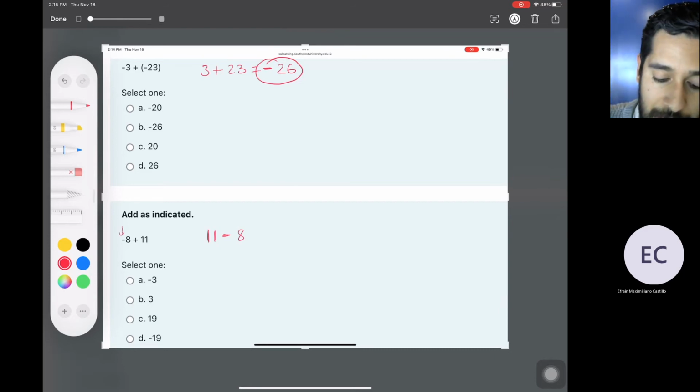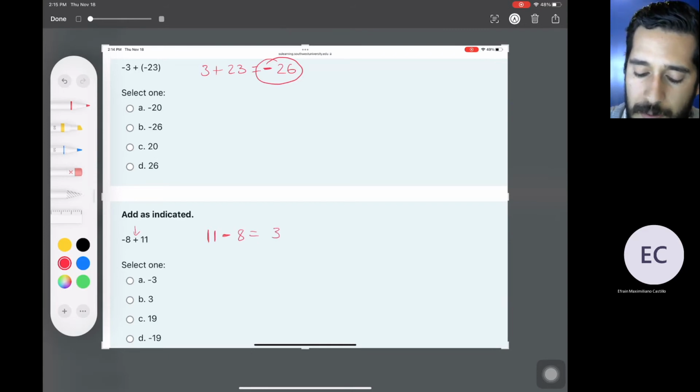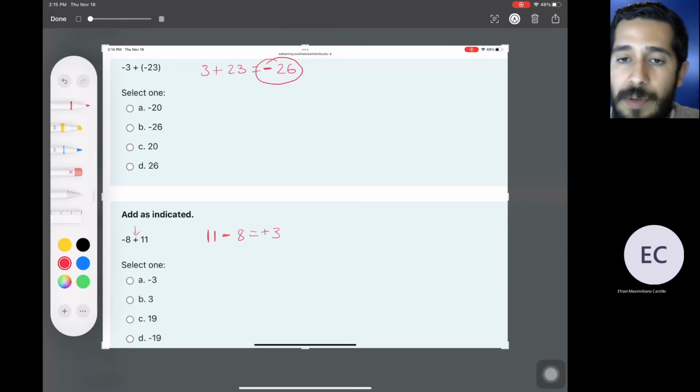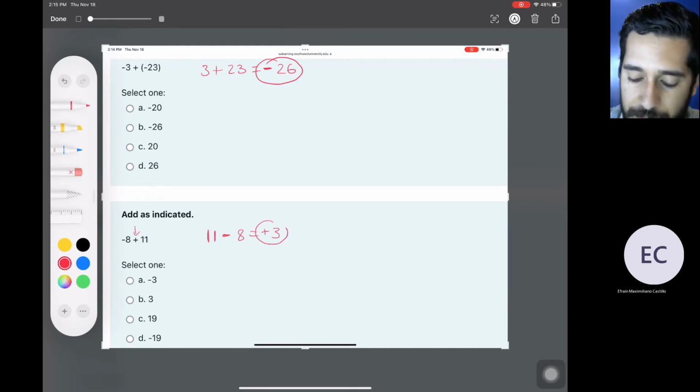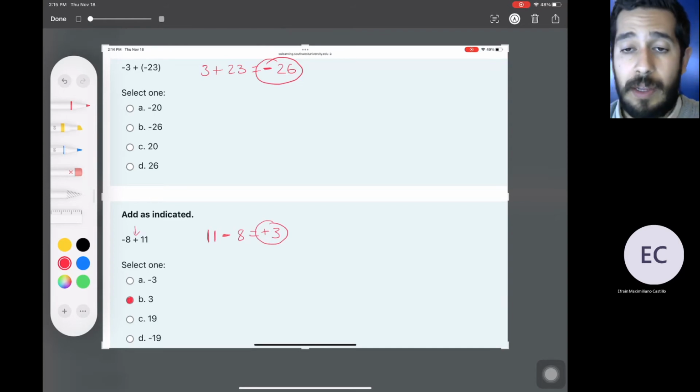So I have a negative 8 and I have a positive 11, so it has to have the sign of the 11. That's the largest number. Okay, so do the subtraction first. That should be 3. And then I'm going to carry over the sign of the largest quantity. So it's going to be positive 3. Okay, this is for additions. This is how to add real numbers.